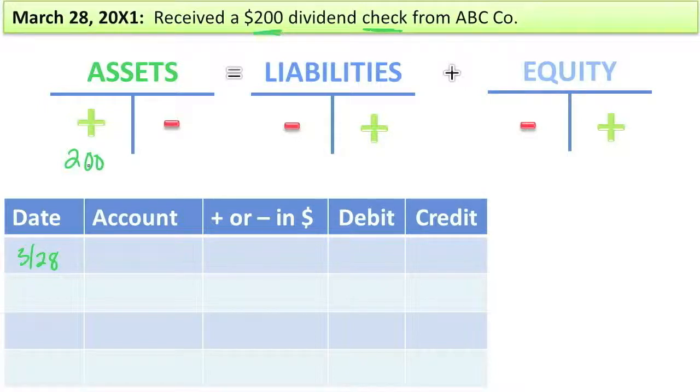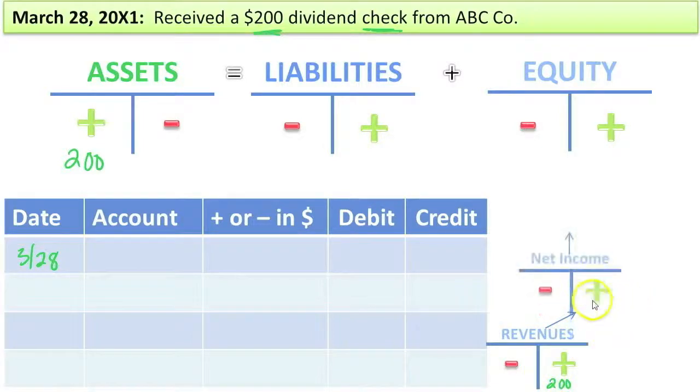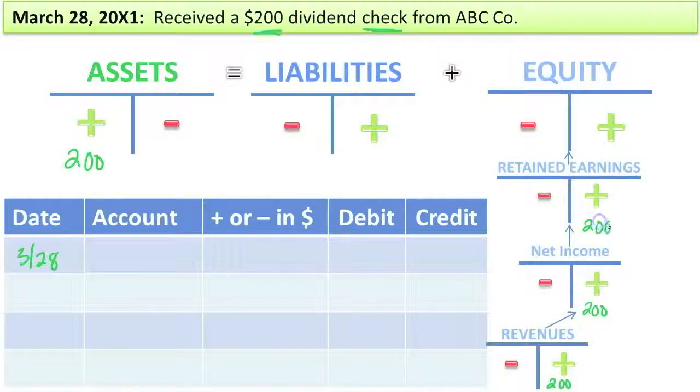Now, why did we get that? We got it because we earned it through a good investment. So we're going to have to put that down in our revenues. This will be dividend income, $200, and that will flow up into our net income, and that'll increase our retained earnings, all through the closing process, which we'll talk about later, and our equity will go up.